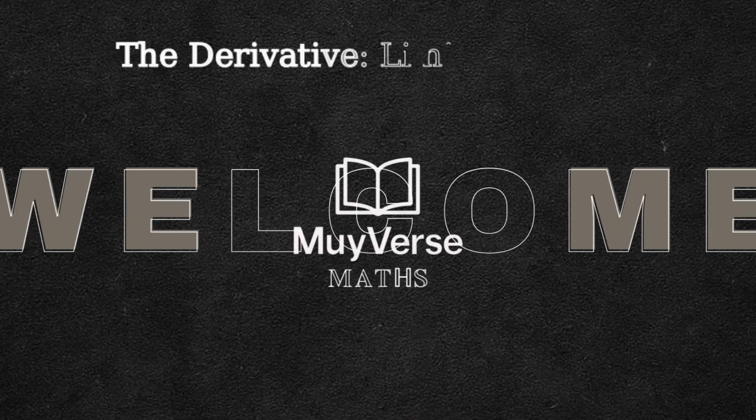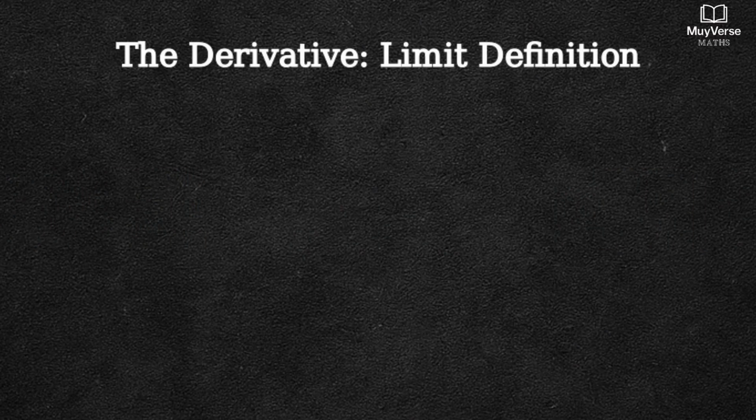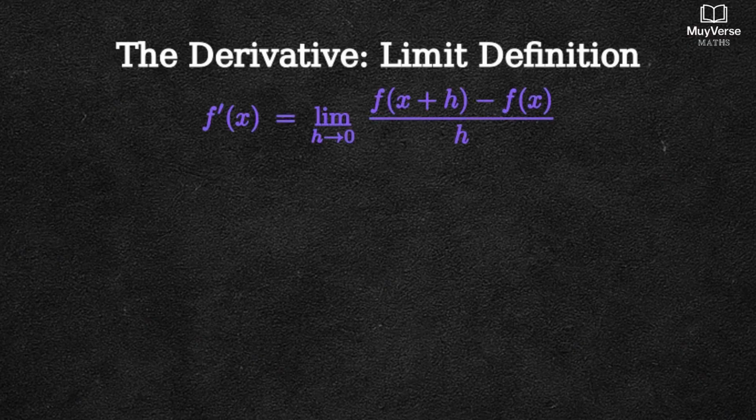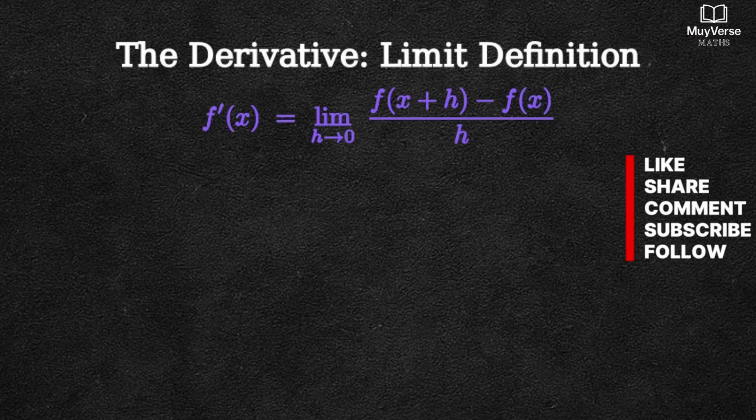In this lesson, we will build an intuitive understanding of the limit definition of the derivative. We'll start with the formal statement, and then turn it into pictures you can see. The derivative f prime of x equals the limit as h approaches 0 of the fraction f of x plus h minus f of x, all over h. It measures the instantaneous rate of change, or the slope of the tangent line, at a single point.